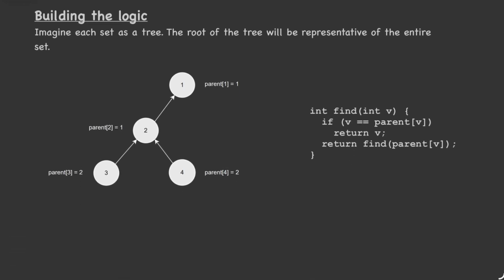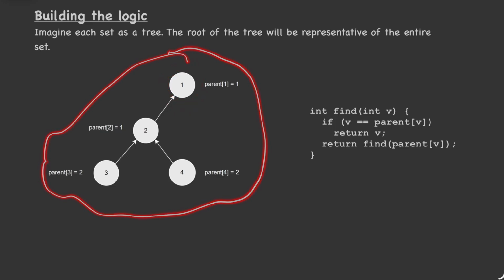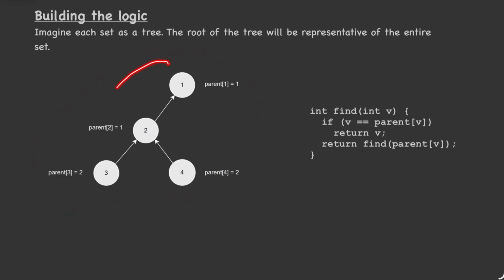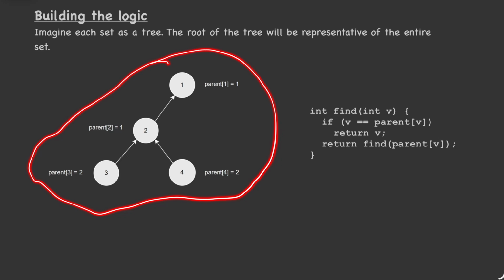First, we are going to build the logic. Imagine each set as a tree. This is a very crucial and important step. We need to imagine every single set as a tree, and the root of that tree will be the representative of the entire set. So when we are actually building the set, we will build it in such a format that the root of the tree will always be the representative of this entire set. Don't worry about how we exactly got to this particular set that is represented as a tree. We will discuss that while we are discussing union.